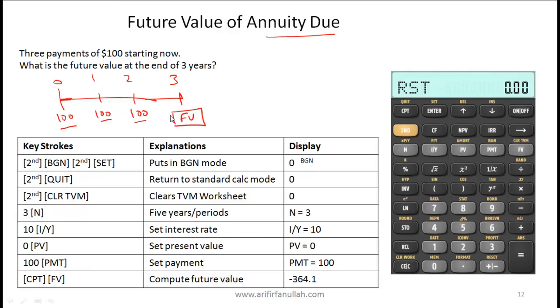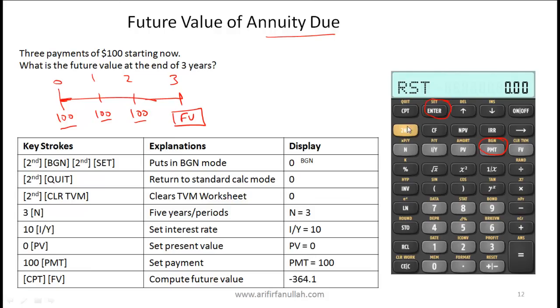The simplest way to do this on your calculator is to first put your calculator into begin mode. Begin mode means that the calculator will assume that the payments are being made at the start of every period. So to put your calculator into begin mode, you hit second and then begin. The begin key is right here. So second begin, and then again second and set.